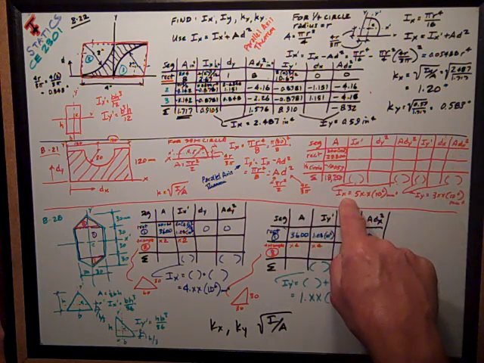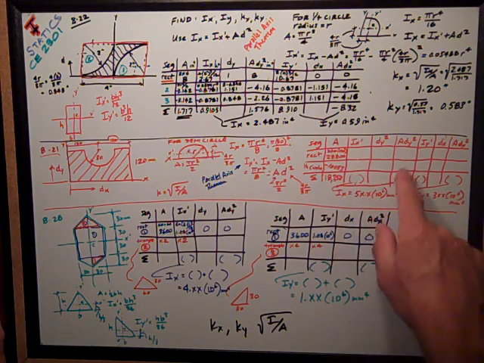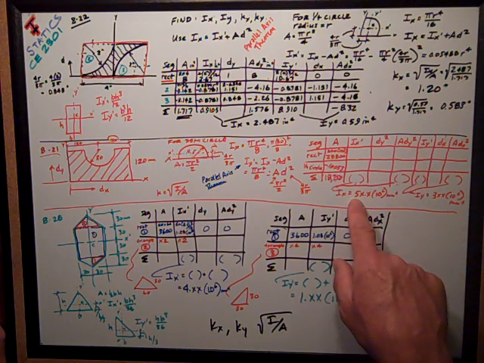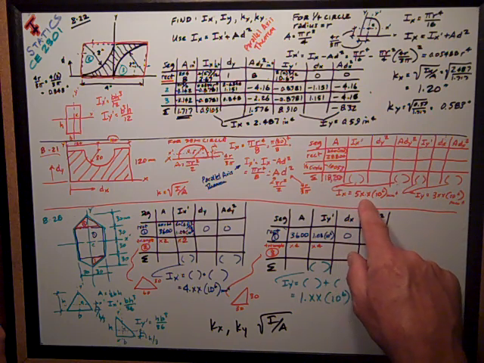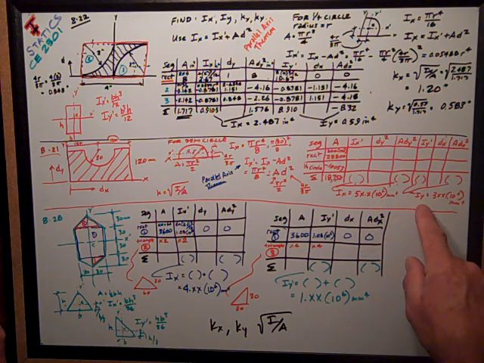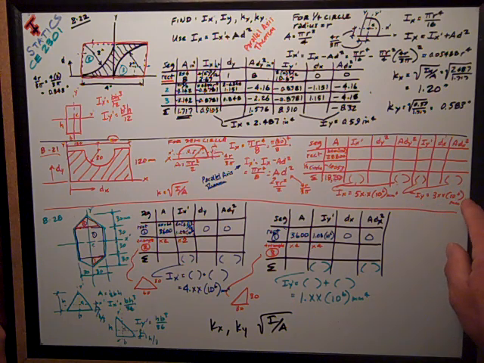I will give you the hint that the sum of these Ix terms, Ix prime and ADY squared, is 5 something point something times 10 to the 6 millimeters to the 4th. For Iy, the sum of these terms is 3 something something times 10 to the 6th millimeters to the 4th.